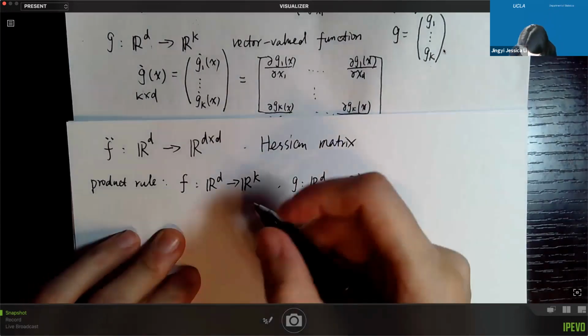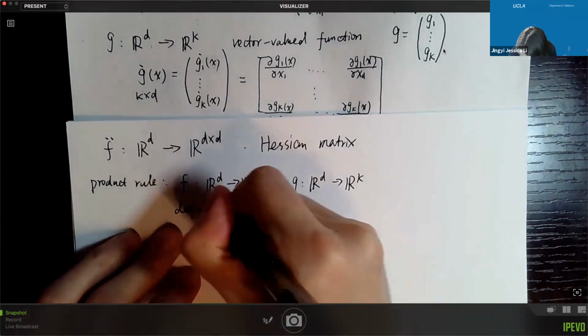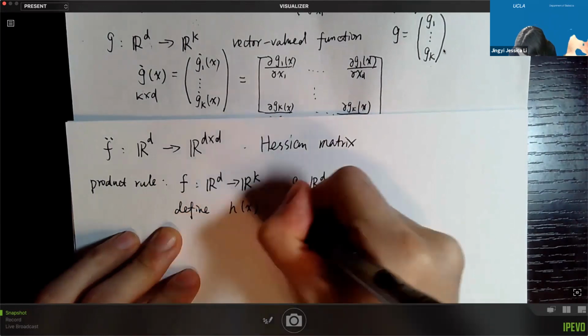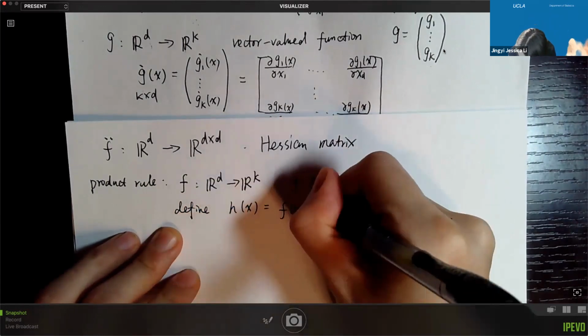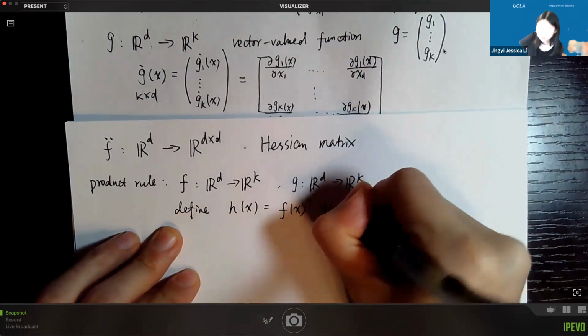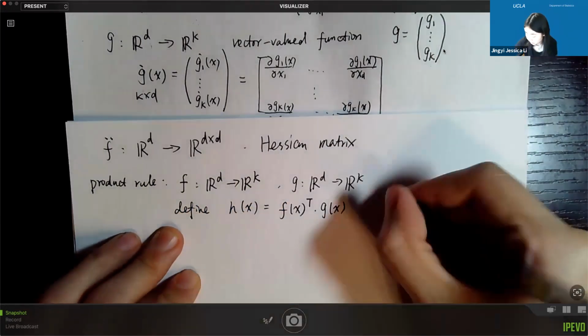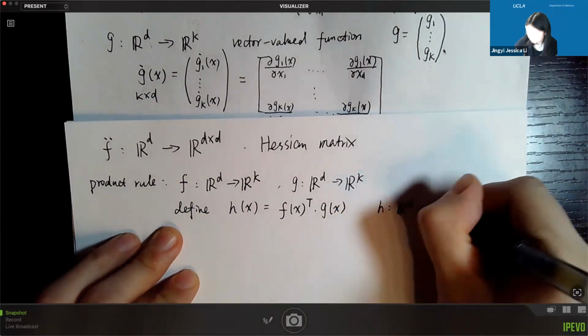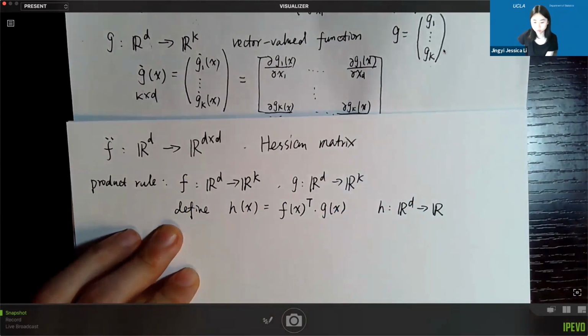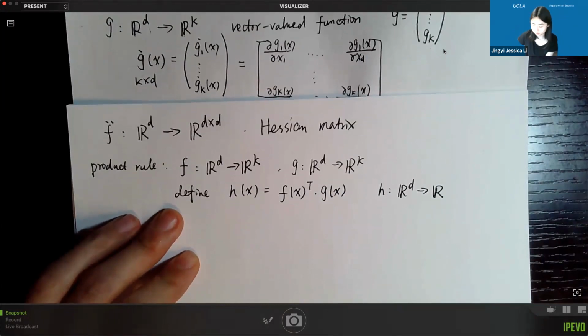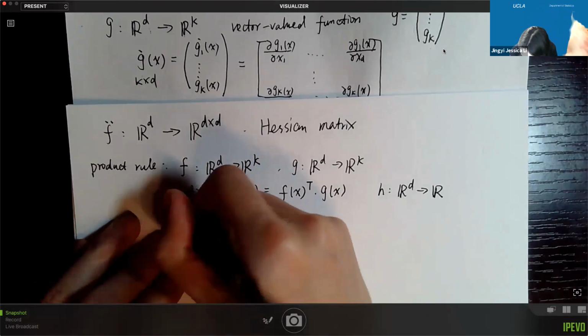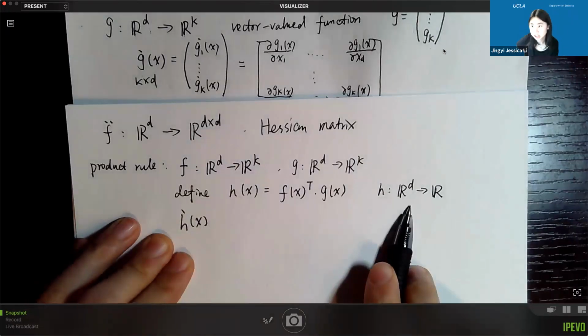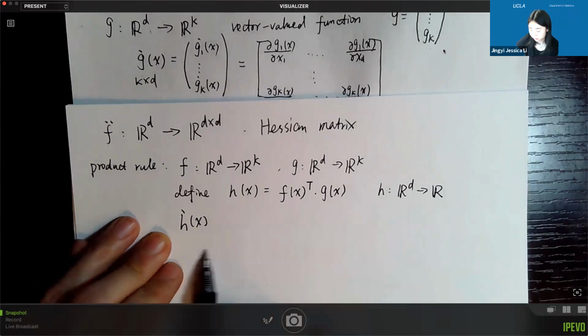So if I define h(x) to be f(x) transpose g(x), now you see h is a scalar. So h maps from D-dimensional to one dimension. And then what is the derivative of h? This is something we can actually get quite easily. You see, the derivative of h(x) by our definition is a D-dimensional row vector, right? This is a gradient.